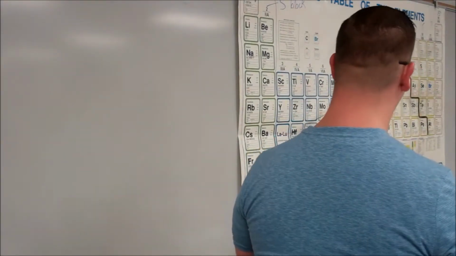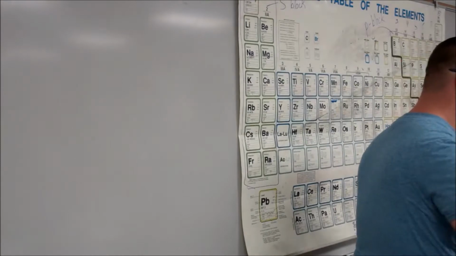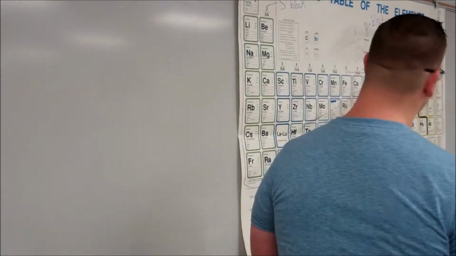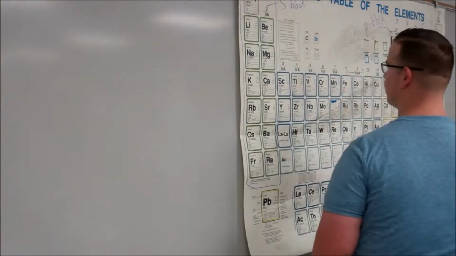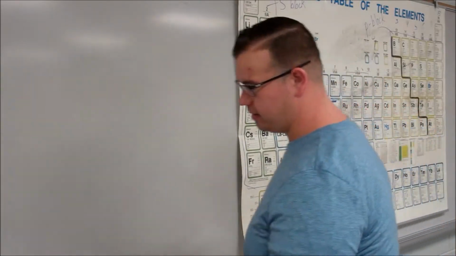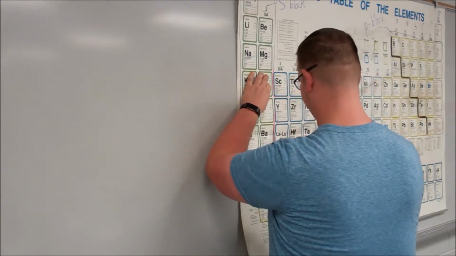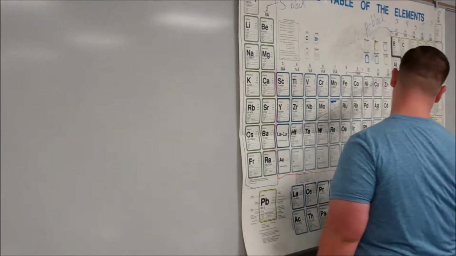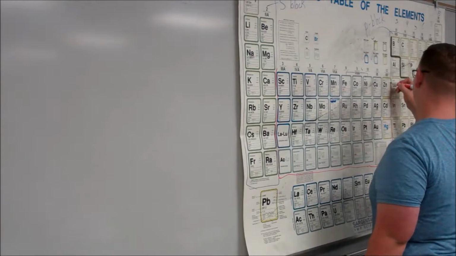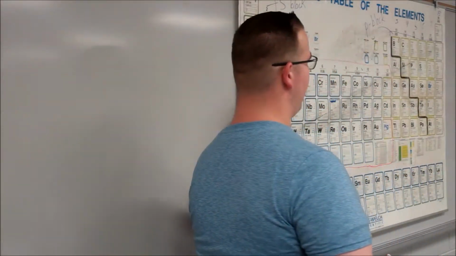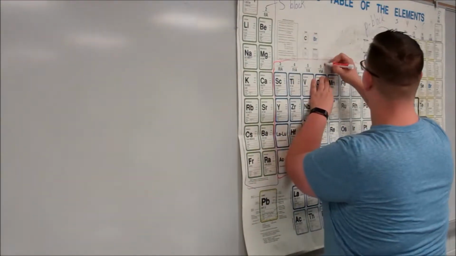And then columns 3 through 12 get a little different. It's in the middle of the periodic table between the S block and the P block. So you get a different color. Let's use red, so you can distinguish between red and purple. Columns 3 through 12, in between S and P, are the D block.